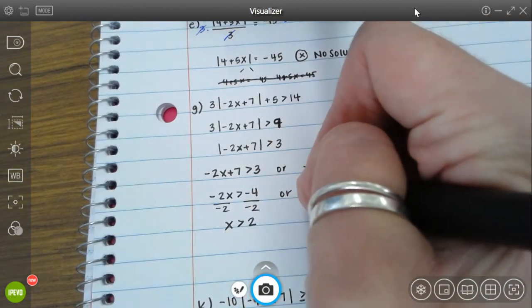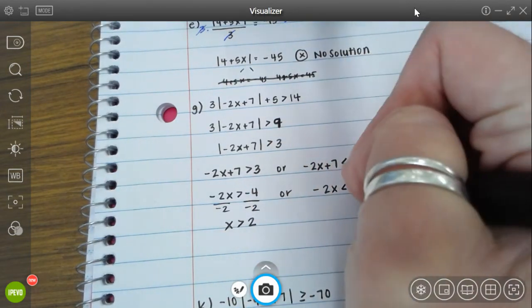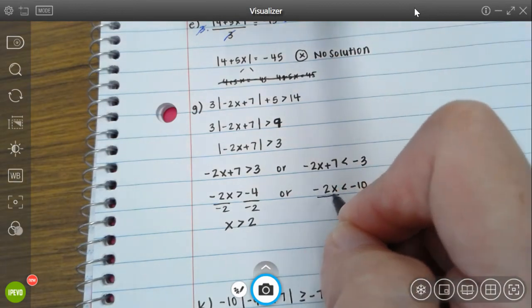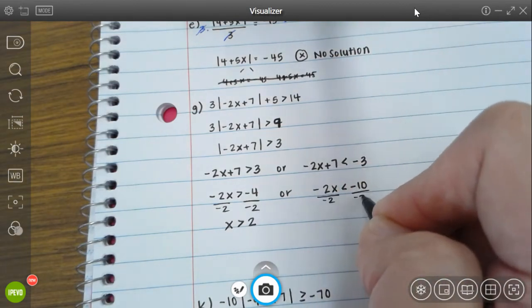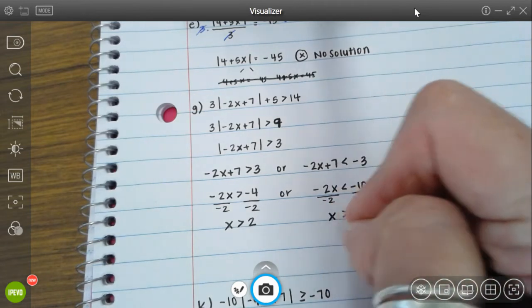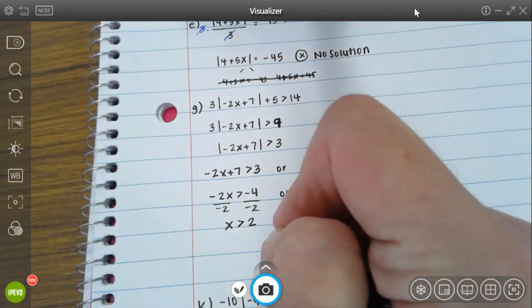Over here, I'm going to go ahead and subtract the 7. So -2x is going to be less than -10. And same idea over here. When I'm undoing this -2 by division, I have to flip this inequality symbol. So that's going to give me an x is now greater than positive 5.